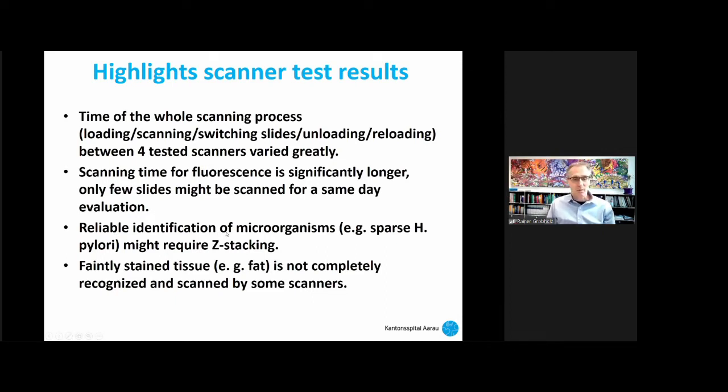Check also what about microorganisms like H. pylori or others, like mycobacteria, that might require Z-stacking. We might want to check that with all your lab stainings and the procedures you have in-house. And very surprisingly, faintly stained tissues like fat are sometimes not completely recognized by some scanners.